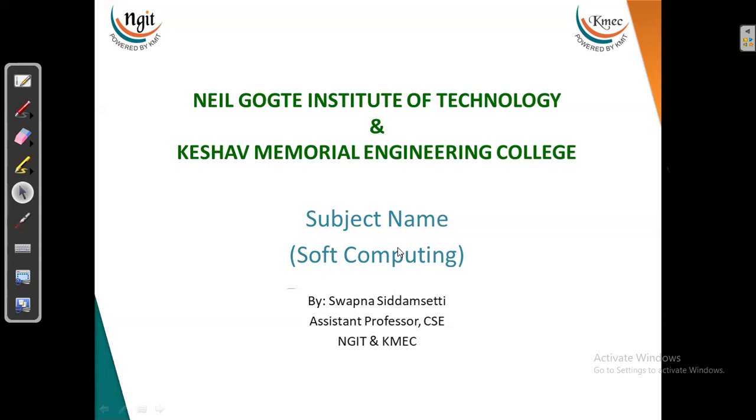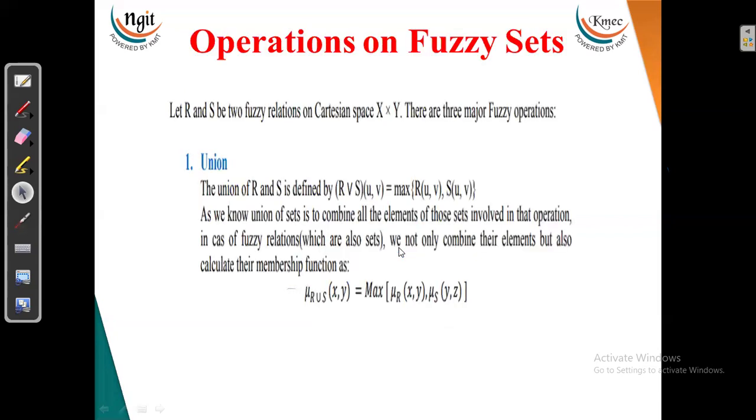Now we want to check what are the different operations we can do on the fuzzy set. Generally, on a crisp set we can do union, intersection, and complement. You can check whether an element is contained in the set or not. So we can do the same operations, and what is the formula for fuzzy sets? First we'll start with the union.